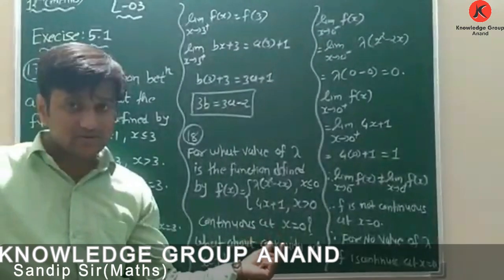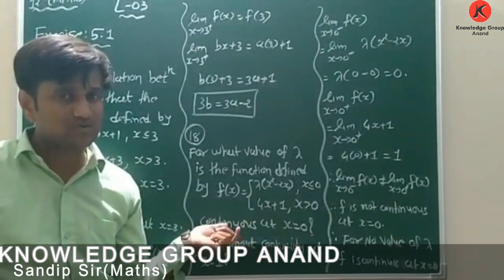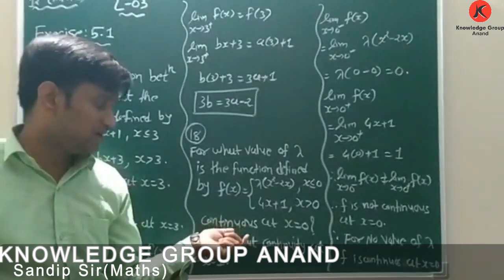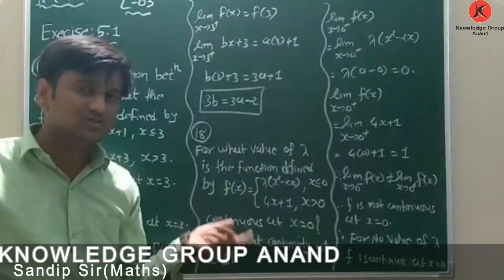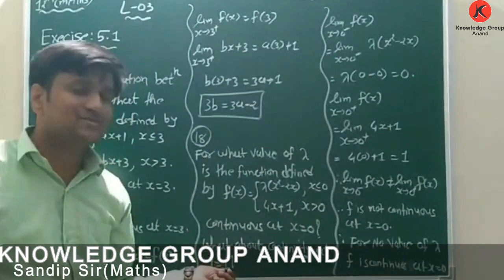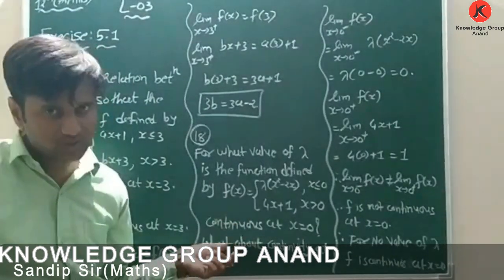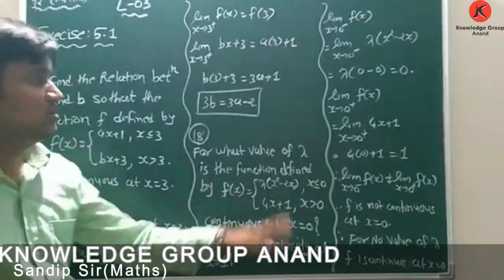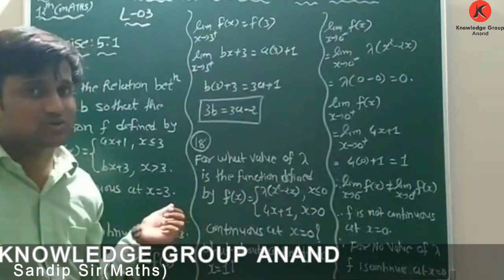Continuous at x is equal to 0? That means you have to check whether the function is continuous or not at x is equal to 0, or for what value of lambda the given function is continuous. And what about continuity at x is equal to 1? Further, you have to check at x is equal to 1 whether the function is continuous or not. First of all, you have to check at x is equal to 0 whether the given function is continuous or not.